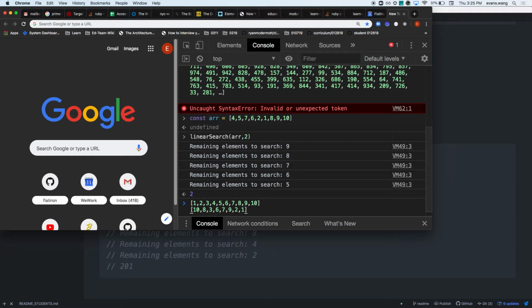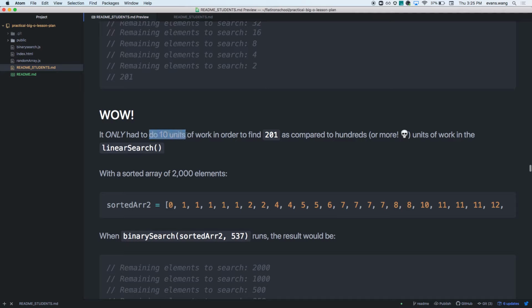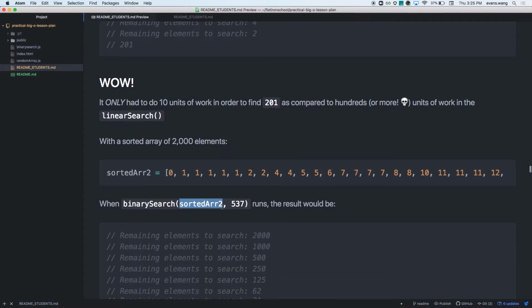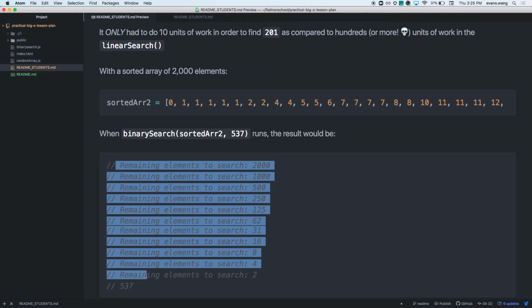Okay, thank you. Okay, fantastic. So, let's do this. Wow, it only had to do 10 units of work, right? To find the number 2 on the target number. But what if we used 2,000 numbers and not 1,000, right? And we ran with sorted array 2, now it's 2,000 numbers. And I did 537. I'm looking for 537. Look what happens. It goes 2,000, 1,000, 500. All of a sudden, it finds it again with what I can only guess is 11 tries.